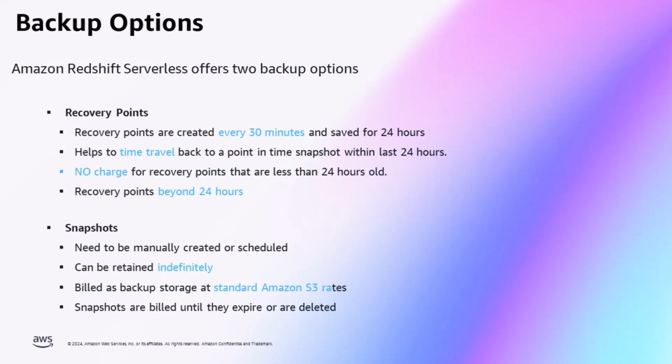Amazon Redshift Serverless offers two backup options: recovery points and snapshots. Recovery points in Amazon Redshift Serverless are automatically created every 30 minutes and retained for 24 hours at no additional cost, allowing users to time travel back to any point within the last day, while recovery points beyond 24 hours can be manually configured for extended data protection. Snapshots must be manually created or scheduled and can be retained indefinitely. They are billed as backup storage at standard Amazon S3 rates until they expire or are deleted.